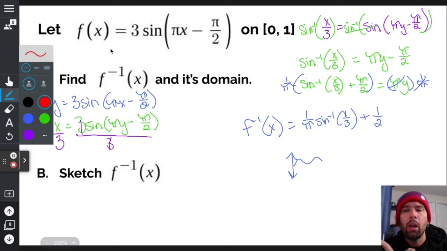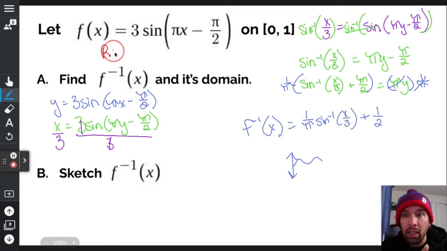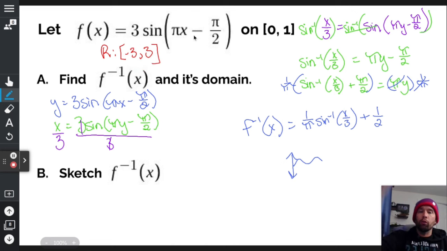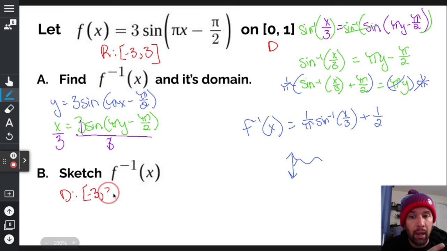amplitude of 3, the range of this guy is -3 to 3, because the amplitude gives the range. I have no vertical transformations. I'm not moving up or down. So that is my range for sure. This is my domain. And if you're like, well, what do we care? We're not graphing the original function. Well, if I'm supposed to graph the inverse, I care about the domain of the original and the range of the original, because the range of the original is the domain of the inverse. And the domain of the original is the range of the inverse.